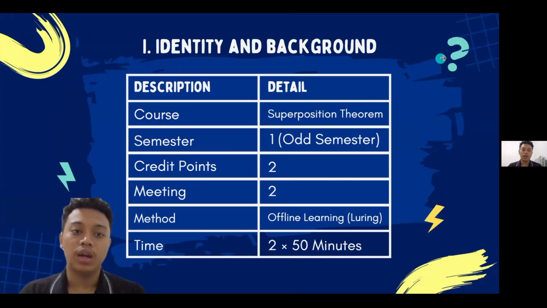Number one is identity and background. There is description and detail. The course is the superposition theorem. Semester 1, credit points 2, method offline learning, time 2 x 50 minutes.